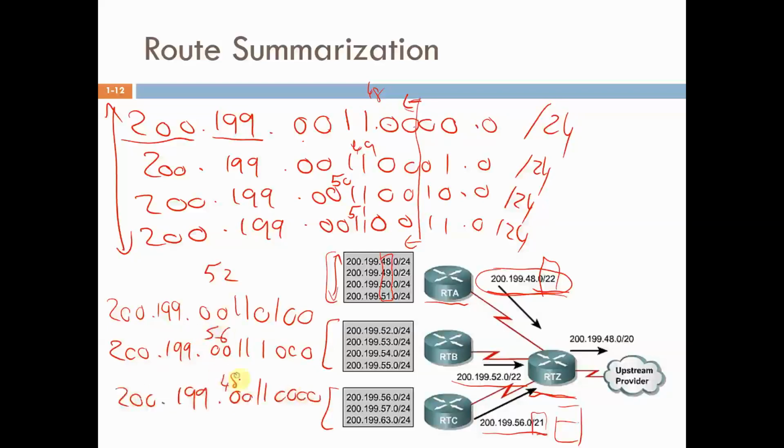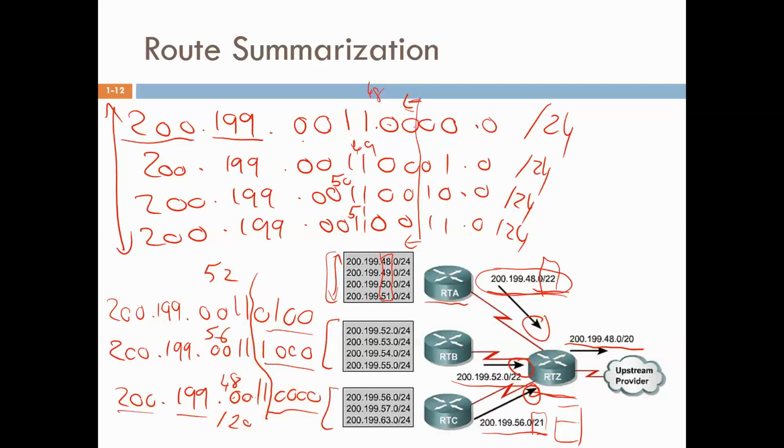200.199.0011000. This is 48. If you take a look at these 3 addresses, you will find that the only common bits are up to here. After that, there are differences between the 3 announcements. So what you can do is just count 8, 16, 17, 18, 19, 20. And then the summarization of these 3 announcements is 200.199.48.0/20. This is what router Z actually announces to the outside world.